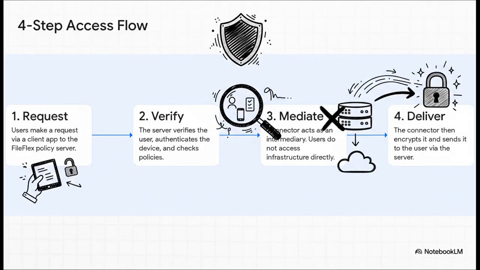Let's walk through this flow step by step. So, number 1, a user through an app requests a file. Simple enough. 2, the policy server jumps in. It verifies who the user is, authenticates their device, and checks all the policies that apply.